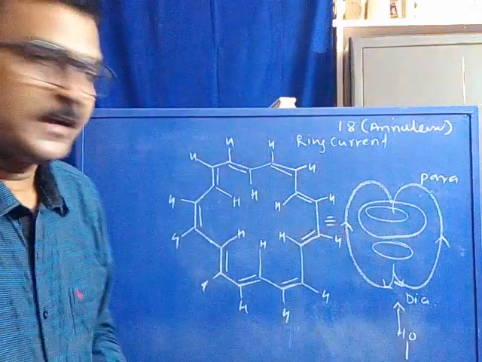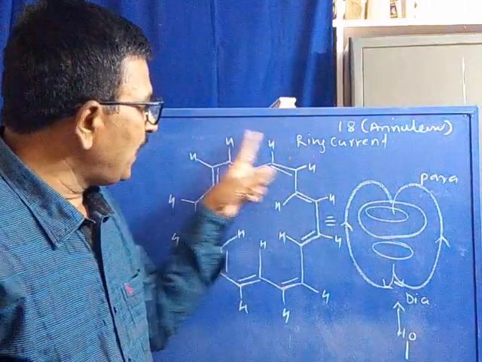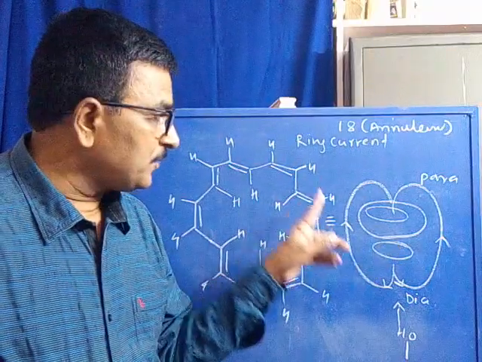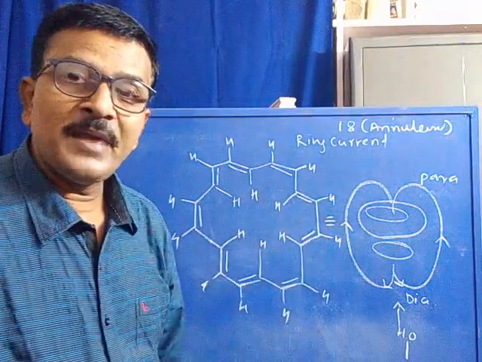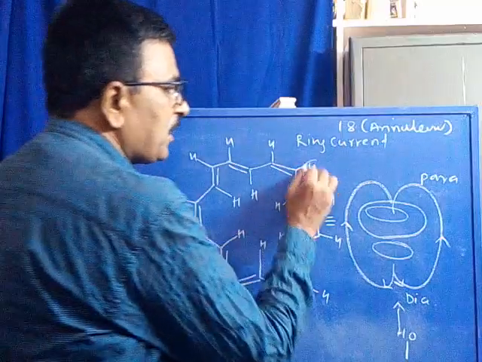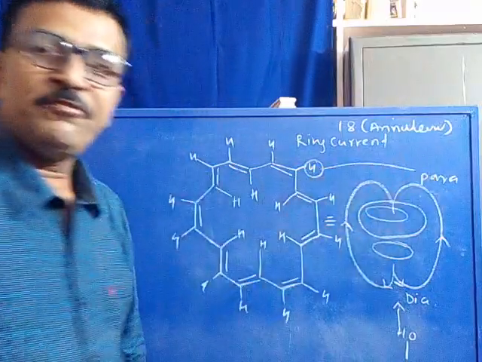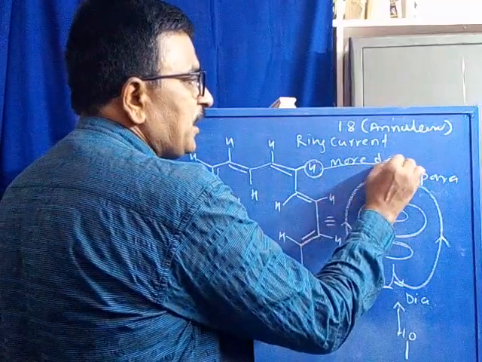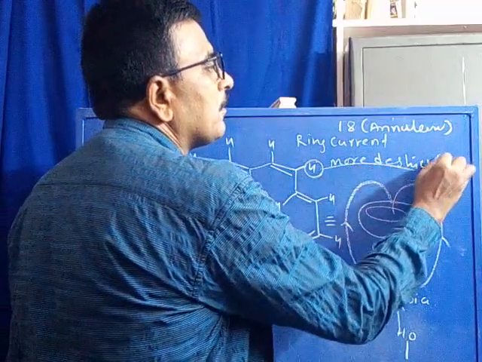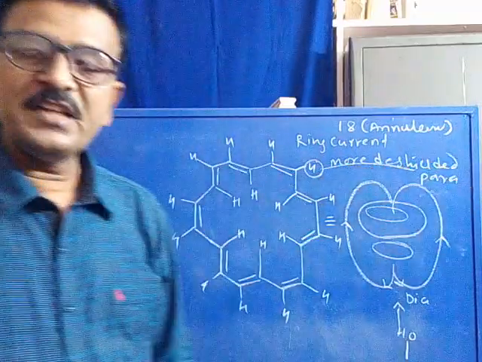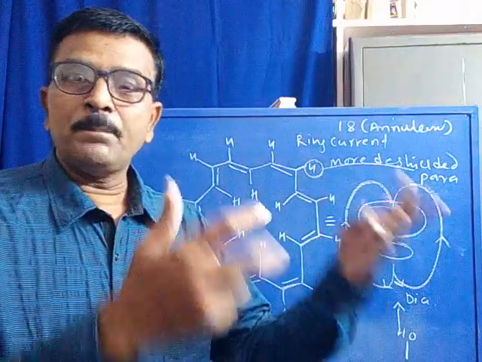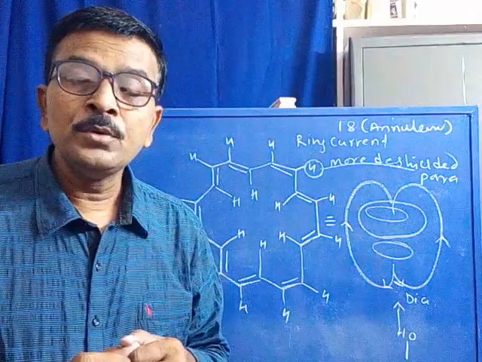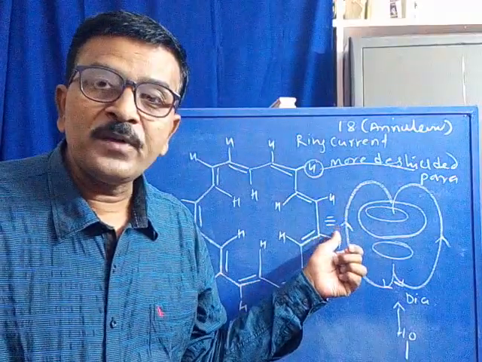It is paramagnetic. You can see the 12 hydrogens outside the ring are lying under the paramagnetic field. The 12 hydrogens are lying under the paramagnetic field, therefore more deshielded, and their signals appear at higher delta value due to the anisotropic effect.